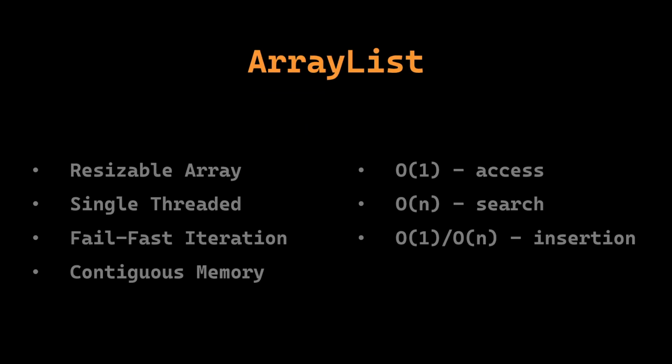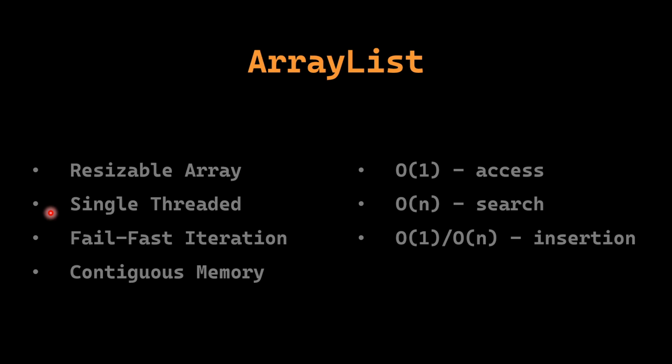Let's begin with ArrayList, the most commonly used list implementation. ArrayList provides a resizable array implementation of the list interface. It's designed for single threaded applications and read heavy scenarios where maximum performance is required. Internally, ArrayList uses a dynamic object array that maintains element insertion order while allowing duplicates and null values.